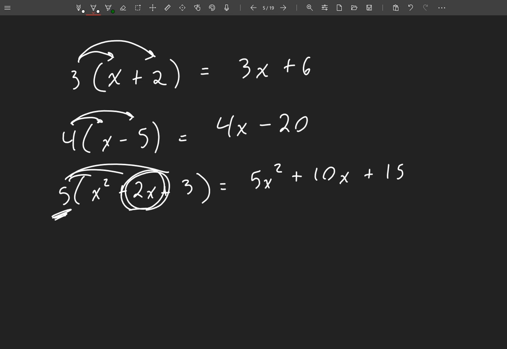All right. Very simple. Let's try one with a negative. Let's do, say, negative 2 times x squared minus 4x plus 6. All right, if you want to try this one real quick, pause it for a second and try it, and we'll do it together in a second.